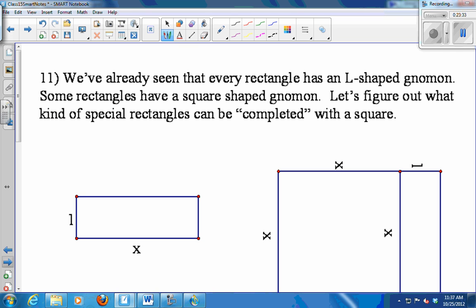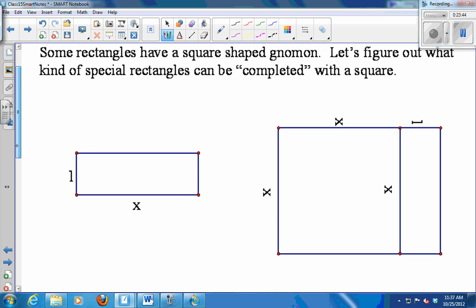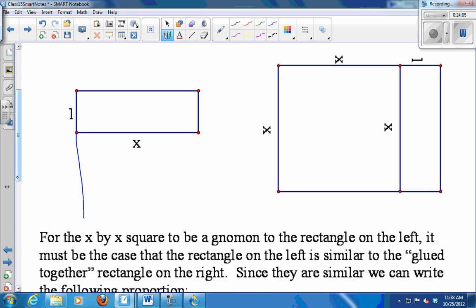So we've already seen that every rectangle has an L-shaped gnomon. Sometimes you can make a rectangular shaped gnomon. We did one of those. Some very special rectangles have a square gnomon. So I want to figure out what kind of special rectangle can be completed with a square. If I have this rectangle, I'm going to have one side be 1 and the other side be x. And I'm going to attach a square onto the bottom of it so that I have an x by x square on the bottom. And then I turned it on its side over here so that you could see that these are now the same shape and one's just a blown up version of the other. They have them sitting in the same orientation.